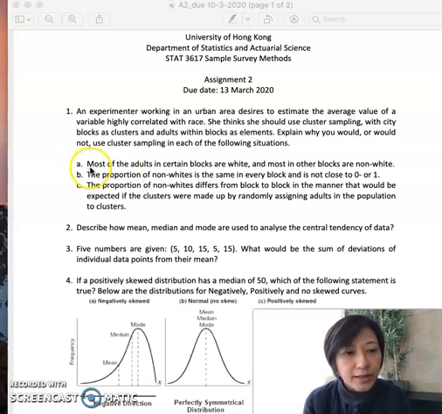In situation A, most of the adults in the blocks are white. Most of the others are non-white. B, the proportion of non-white is the same in every block. C, the proportion of non-white differs from block to block, so that would be like random.